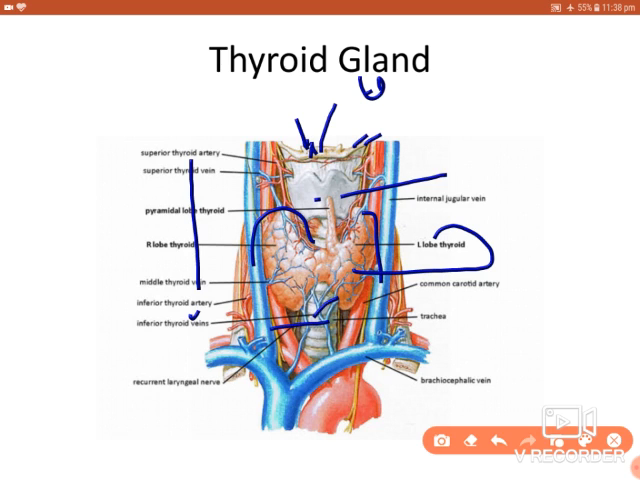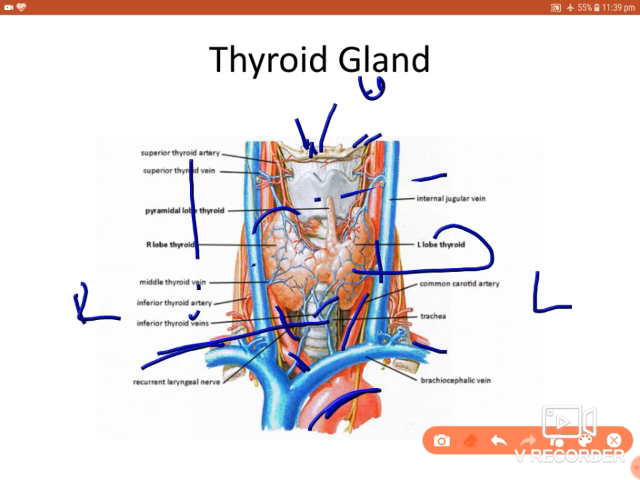Inferiorly, you can see the tracheal rings, this is the trachea. Then inferiorly, you can see the arch of the aorta. It's providing branches, the left common carotid and left subclavian. This is the left aspect. This is the right aspect. See here the brachiocephalic trunk from this arch. It divides here into the right common carotid and right subclavian.